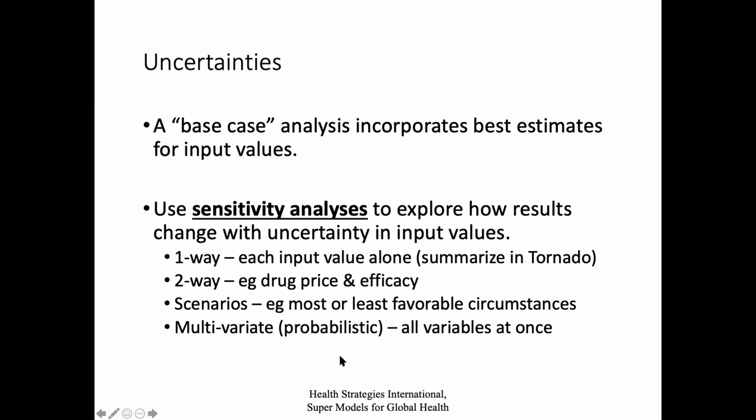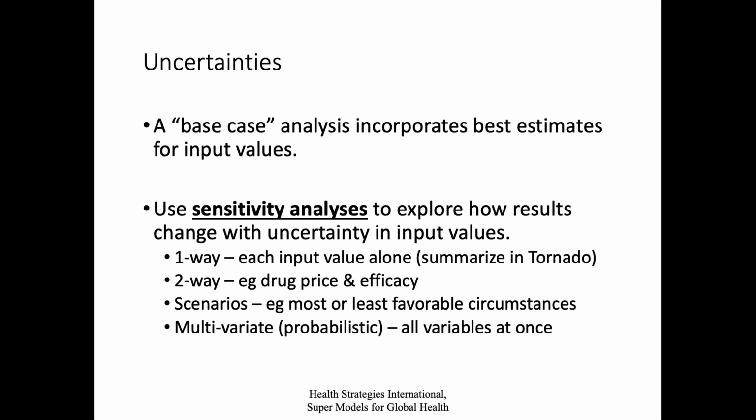And then we get now finally to uncertainties. A base case analysis, also called a best estimate, does incorporate the best estimates for input values. But these analyses will typically have 25 to 50 or more inputs, and oftentimes there's uncertainty. There are different kinds of uncertainty. One is pure statistical uncertainty, that 95% confidence interval. You have a fabulous study that's directly relevant to what you're trying to do, but of course, there's a 95% confidence interval around the efficacy estimate.